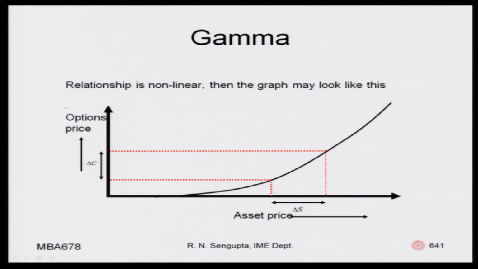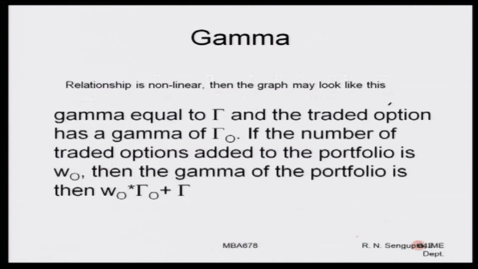In a non-linear relationship, the graph may look like this for the gamma case. This is delta S, or the change of the spot price. So, this is S which you are measuring, and along the y axis you have the option price. So, delta C is the option price. The rate of change of this graph would be given by the non-linear characteristics of the gamma curve.